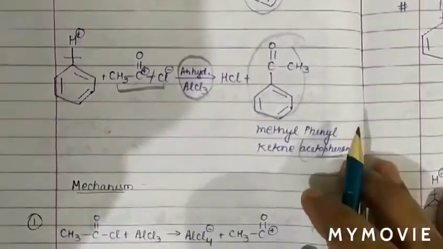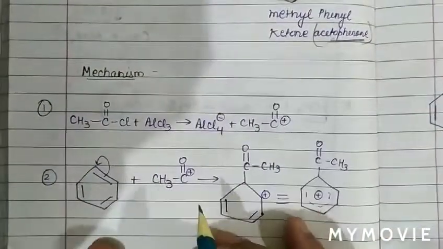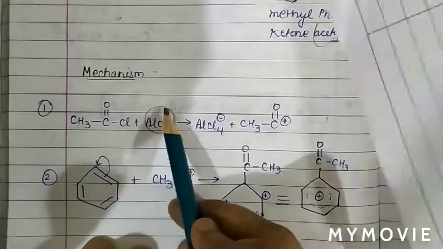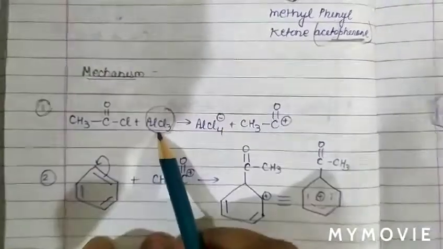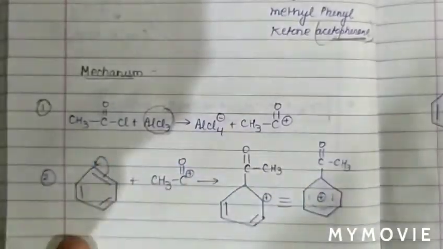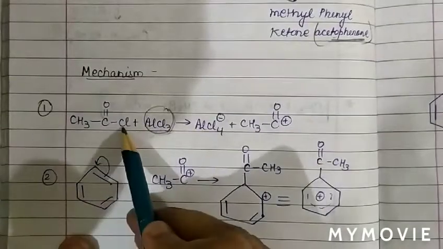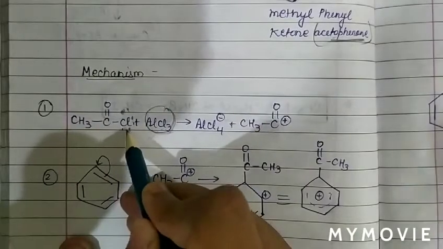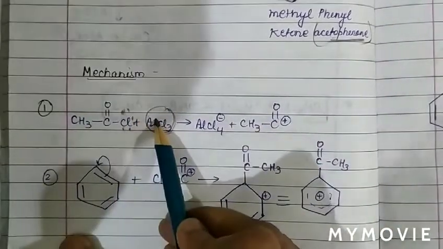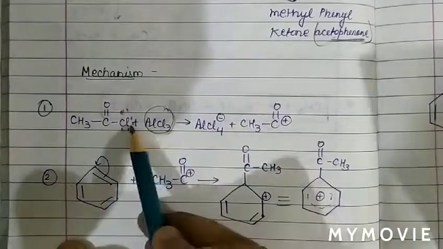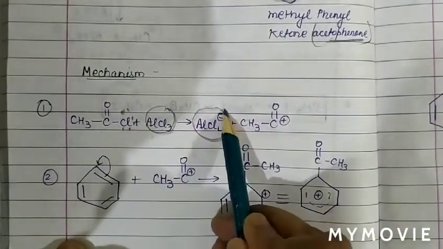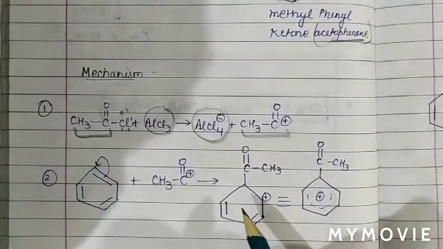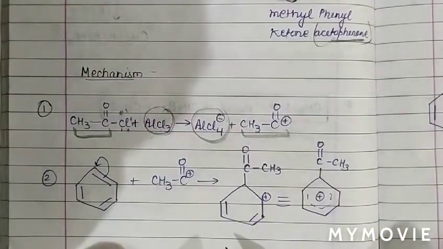Now see the mechanism of this reaction. We know this anhydrous AlCl3 helps in the generation of the electrophile. What happens there? This Cl forms a bond with Al, because on chlorine there is an extra electron pair. So this chlorine atom donates an electron pair and forms a bond. Therefore AlCl4 minus is removed and it forms the electrophile CH3CO positive. So this is the generation of the electrophile. In the first step there is generation of the electrophile.